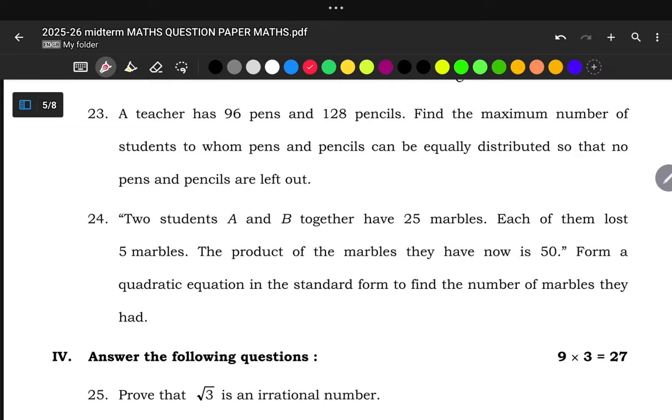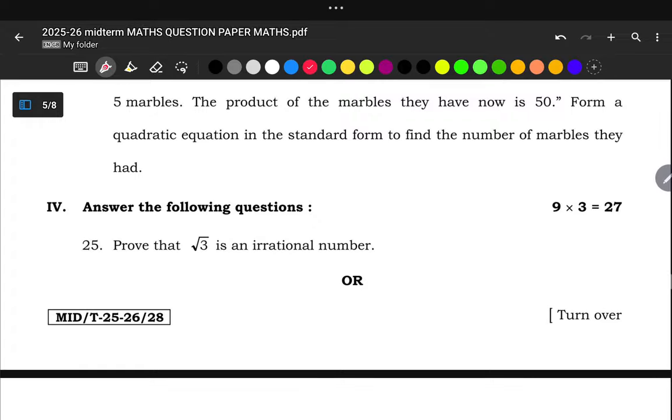Up to here, I have solved the 2 marks questions. In the next class, I am going to solve the 3 marks questions, and there are 9 questions. Totally it is a 27 marks section.